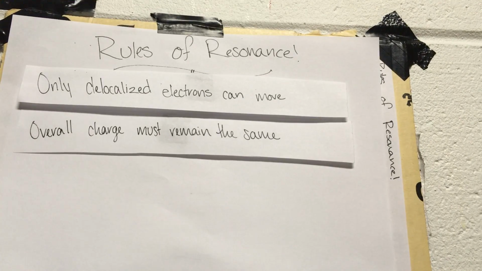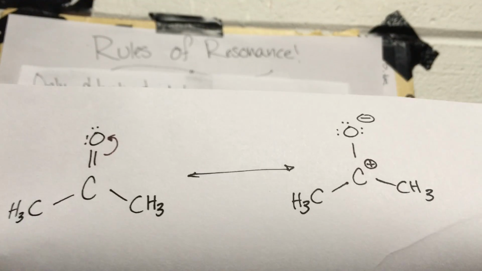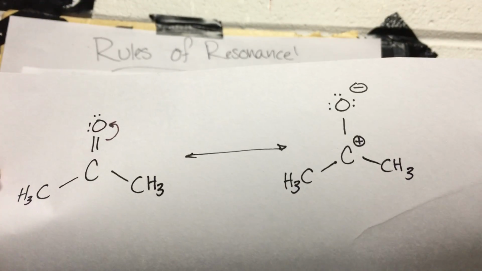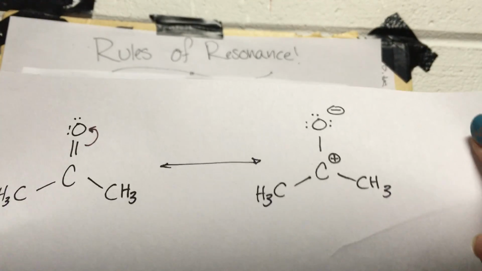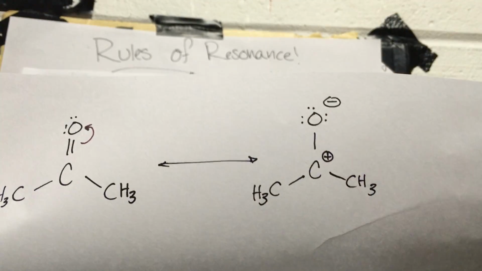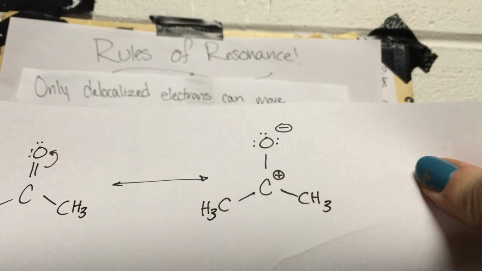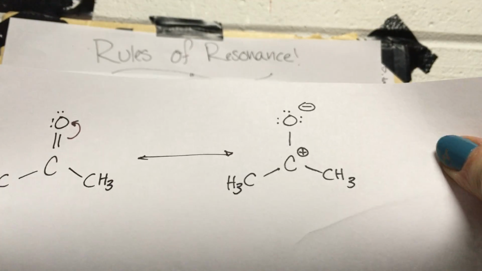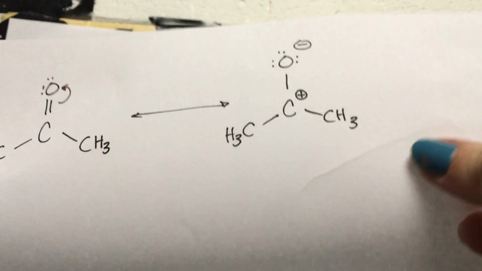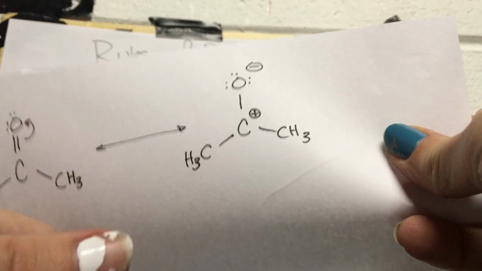And then another example would be this propanone right here. So we have a neutral charge in the given, and then the resonance contributor has a positive and negative, and this does work because they both kind of neutralize each other, almost kind of cancel out, but the overall charge is neutral in that one.